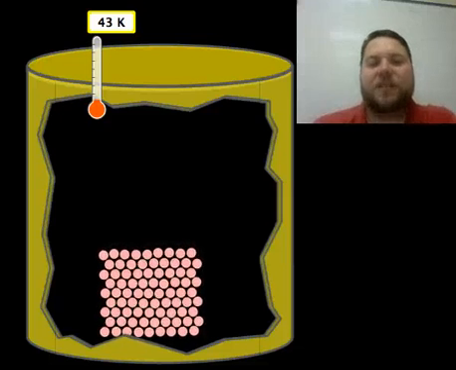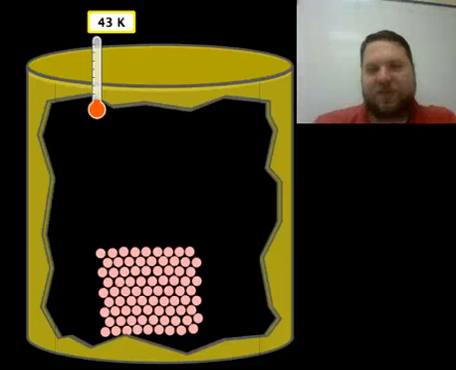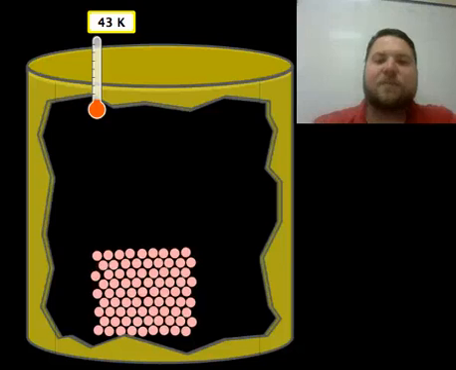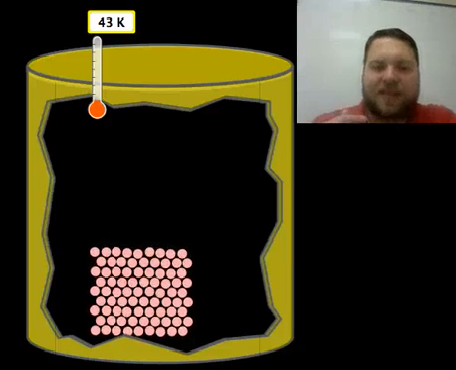First, atoms are always moving. They never ever stop. And how fast they're moving depends on temperature. So the higher the temperature, the faster they're moving. So that's the first thing.